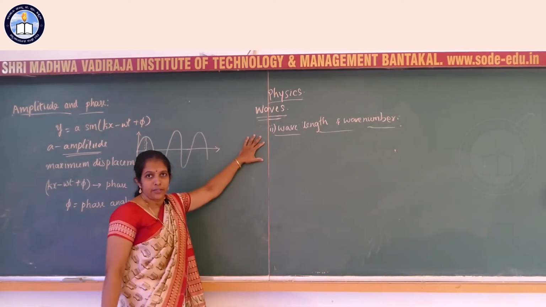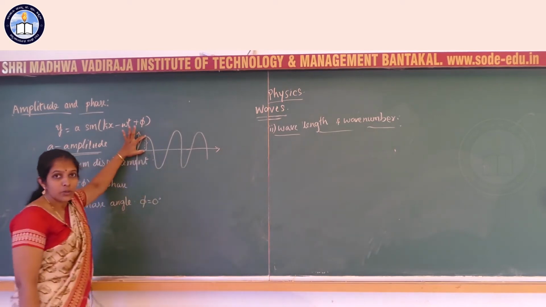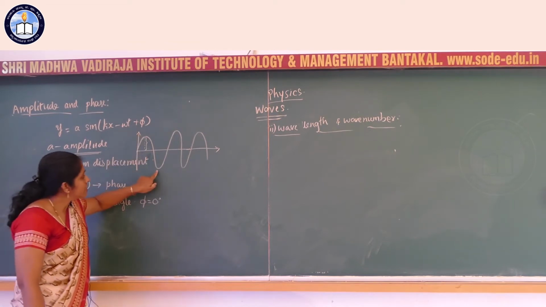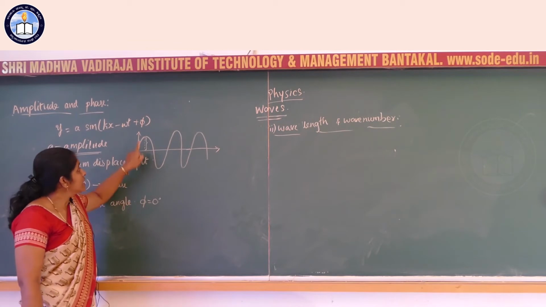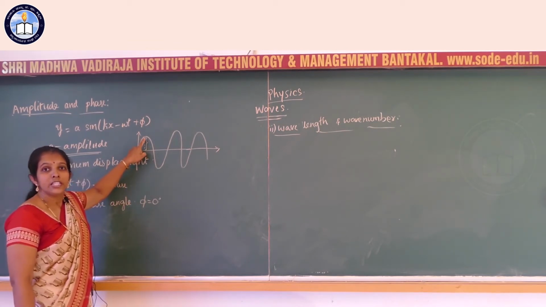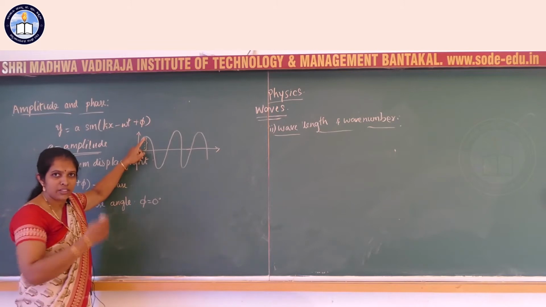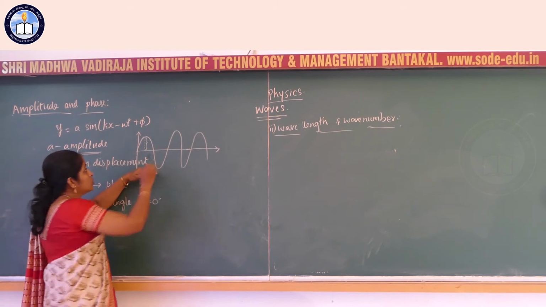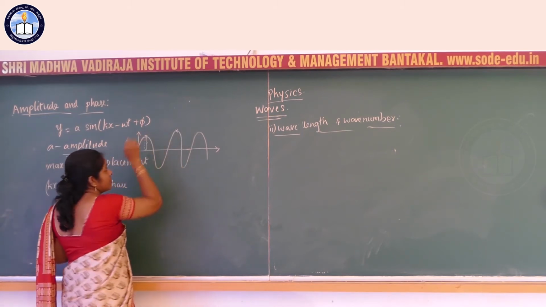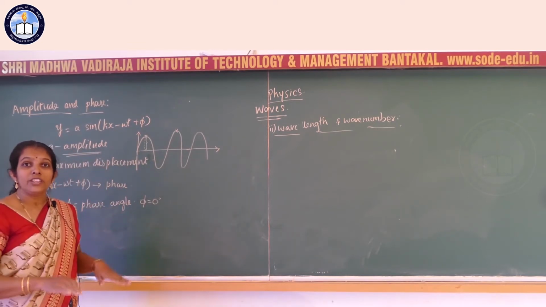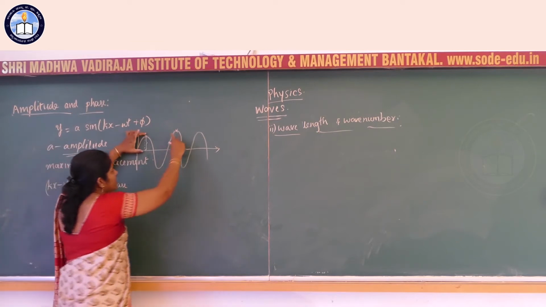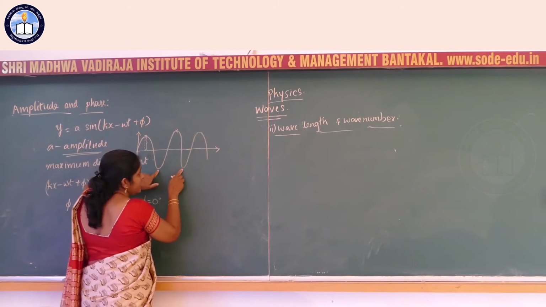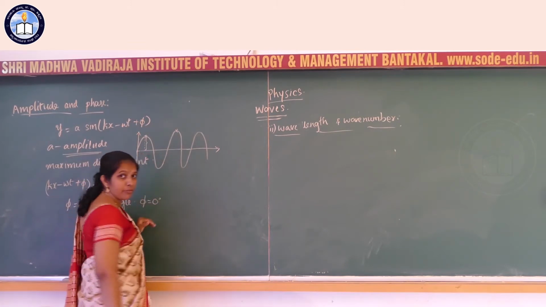Now, what is wavelength? Just now I told you there is a crest of a wave. This point is called the crest of a wave and this point is called the trough of a wave. Crest is the position where the displacement is maximum in the positive direction. Trough is the position where displacement is maximum in the negative direction. At two successive crests the particles vibrate with the same phase. At these two points, particles vibrate with the same phase. Similarly, at these two points, particles vibrate with the same phase.